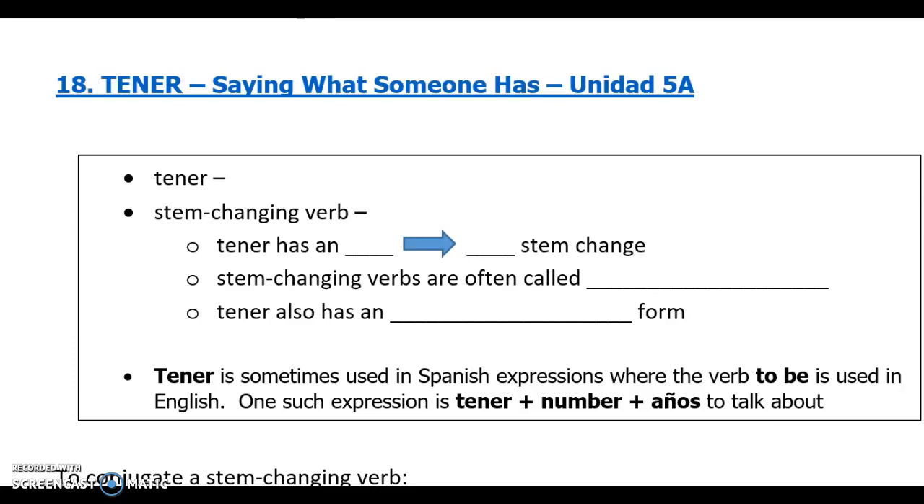Today we're going to talk about the verb tener, saying what somebody has. Now you've already seen some of this verb. There's going to be some new parts to this, so there's some stuff we've known, and some new twists to it. This is going to be a really interesting way how we take something old and add in something new to it.